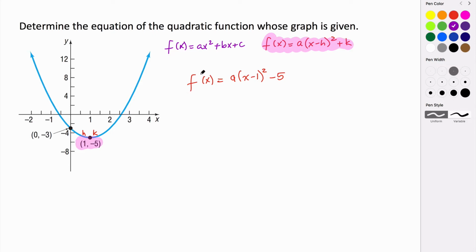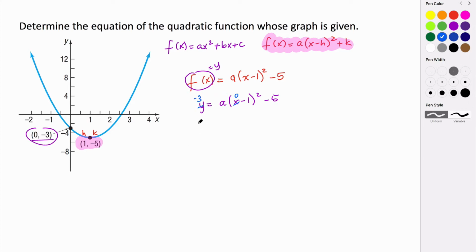Now we know that the value of f of x is really just y. So we have this other point over here, 0, negative 3, and we still need to figure out a. But we have three variables. We have x, we have y, and we have a. But we can use this other point to substitute the values in for x and y to solve for a. So I'm going to rewrite this equation as y equals a times x minus 1 quantity squared minus 5. And now we can substitute 0 in for x, and we can substitute a negative 3 in here for y to solve for a.